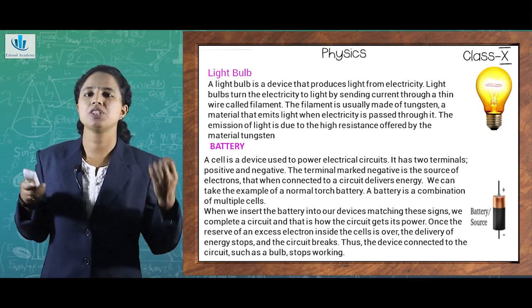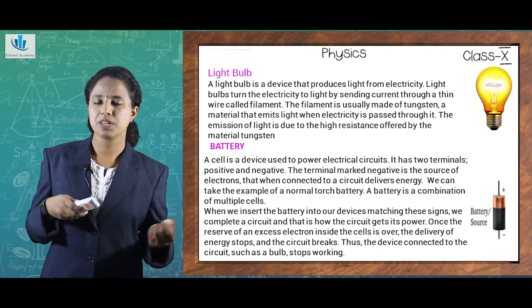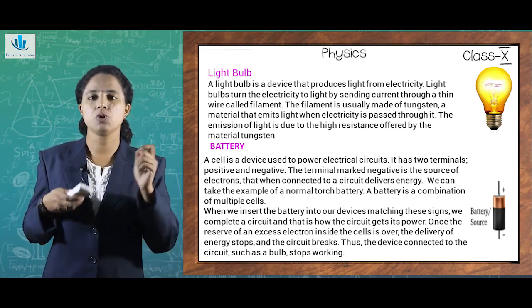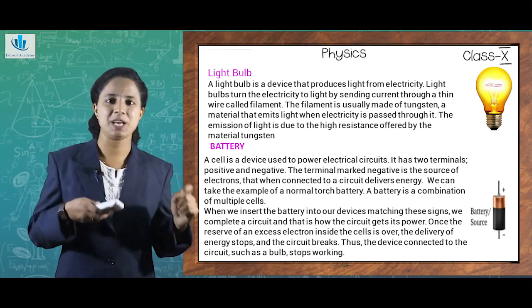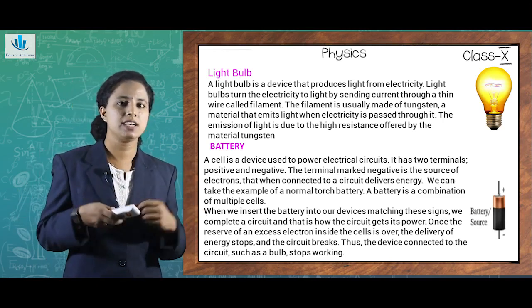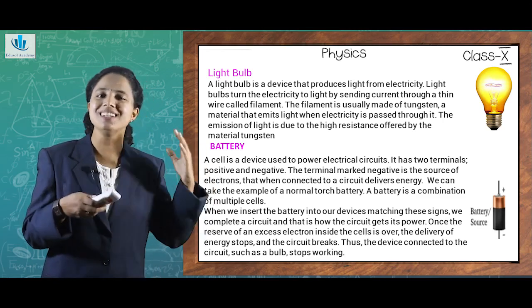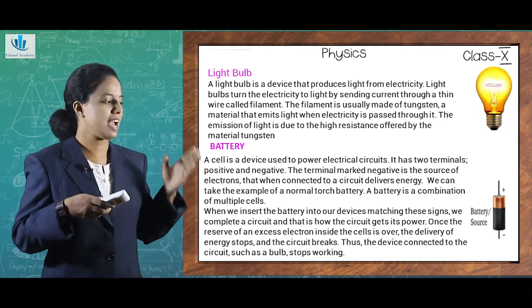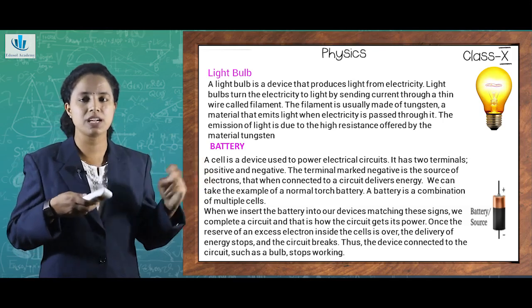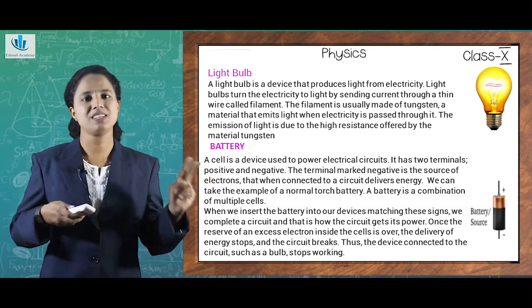That's why, for example, if your TV remote is not working, what would you do? You would put batteries inside it, isn't it? For what do we do that? It needs to provide power to the electrical circuit. So a battery, as you can see in the figure, has two terminals, one positive and another one negative.